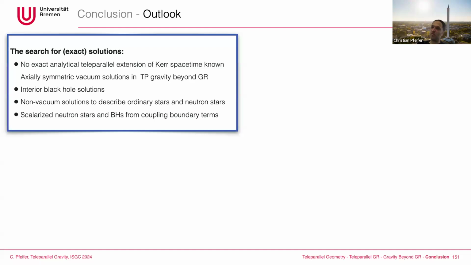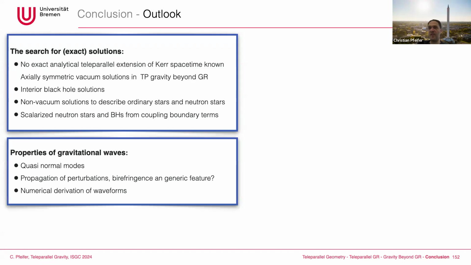Then non-vacuum solutions to describe stars and neutron stars. And we're studying scalarized neutron stars and black holes from coupling to the boundary terms. Then one can study the propagation of gravitational waves like quasi-normal modes. Then the question is: is this birefringence feature a generic feature, or is it special to this model?